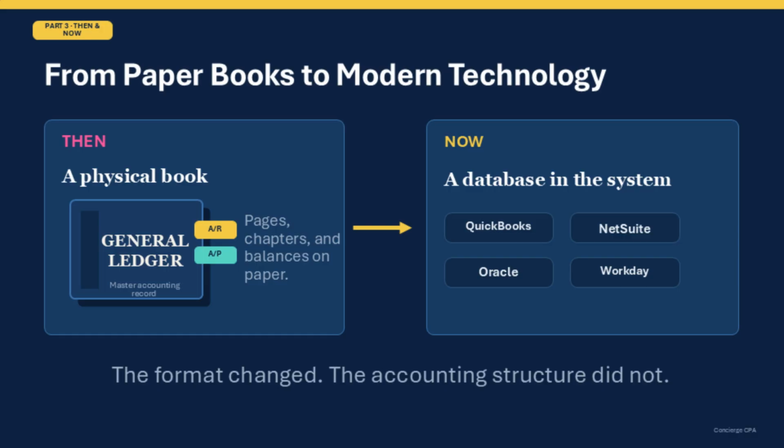So each journal entry records one complete transaction. The general ledger then organizes each row of that entry under the account it affected and updates the account's running balance. As more transactions are recorded, each chapter continues to collect all the activity affecting that account. Now, obviously, businesses are no longer recording all of this by hand in giant leather-bound books. Over time, paper ledgers gave way to spreadsheets and computerized accounting systems such as QuickBooks, NetSuite, Oracle, Workday, and many others. But the basic concept never changed. The format changed. The accounting structure did not.